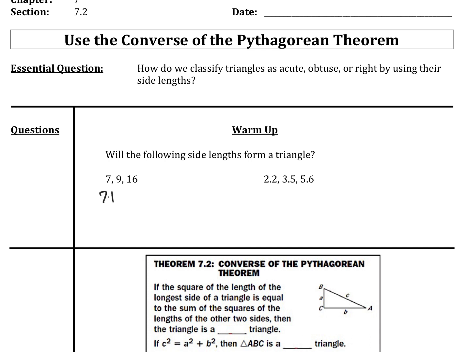So 7 plus 9 needs to be greater than 16. What is 7 plus 9? It is 16. Is 16 greater than 16? The answer is no, so it will not form a triangle.